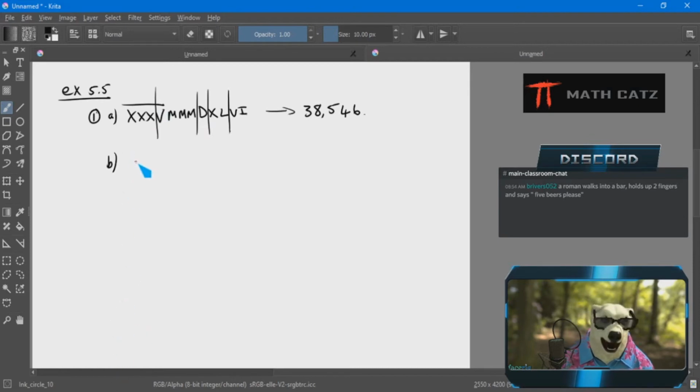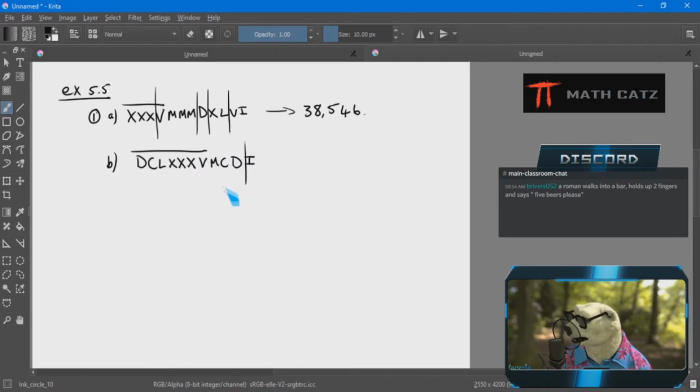Okay, I'll copy B, it's a long one, D, C, L, X, X, X, V. All of that gets a line. M, C, D, I. Okay, hopefully that's right. I think so. Again, I have a 1 symbol there. I have hundreds, that's a subtractive pair. I have my thousands, that's where the thousands ends. I have 10,000. Oops, not there. There. And then I have 100,000.